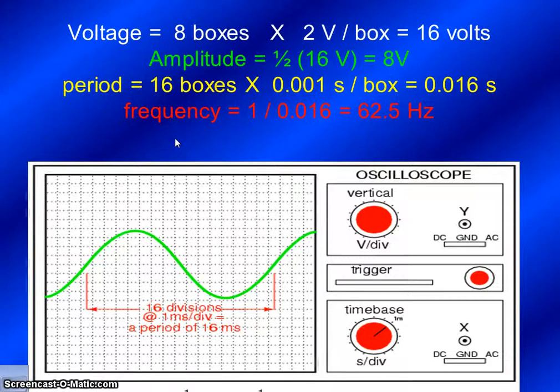And then to find your frequency, you're just going to take the inverse of that, 1 divided by that 0.016 seconds, and it gives you 62.5 hertz. That's the main things that you are going to need to find on an oscilloscope.